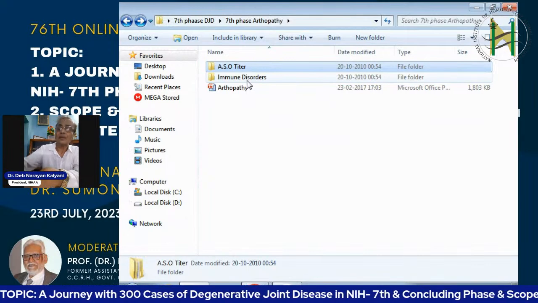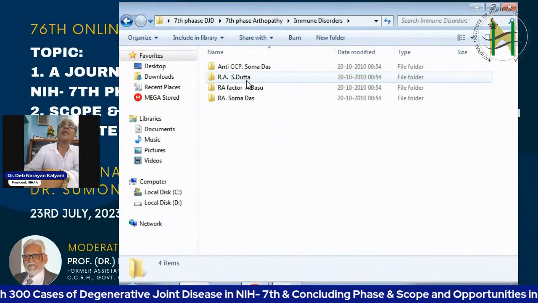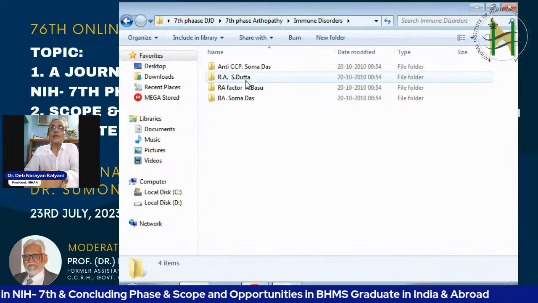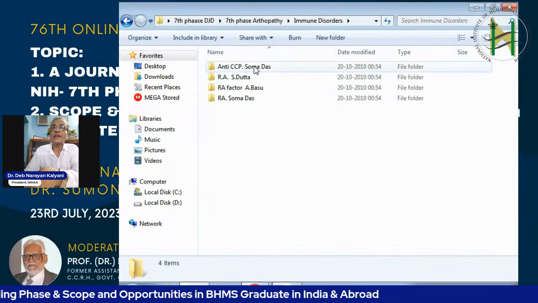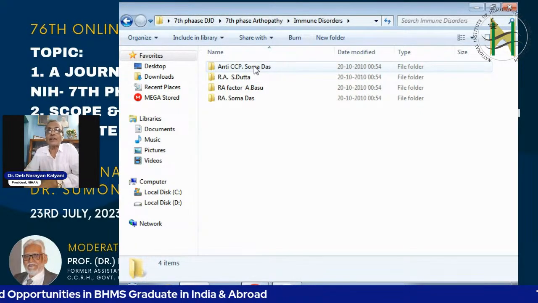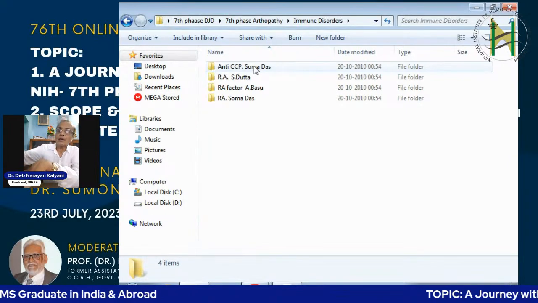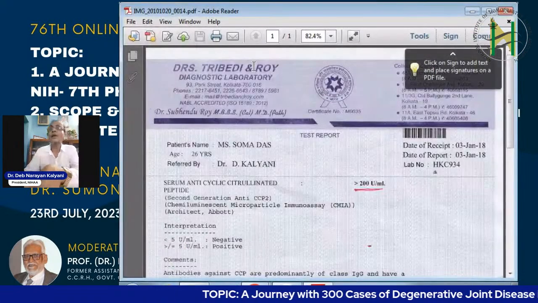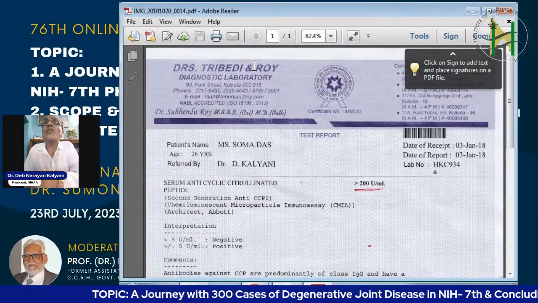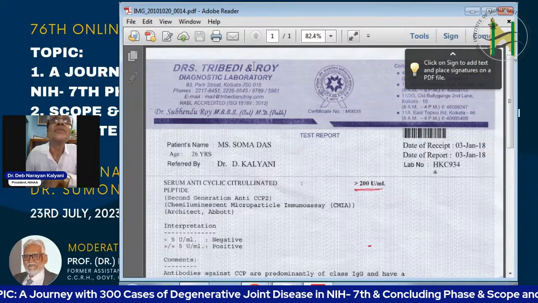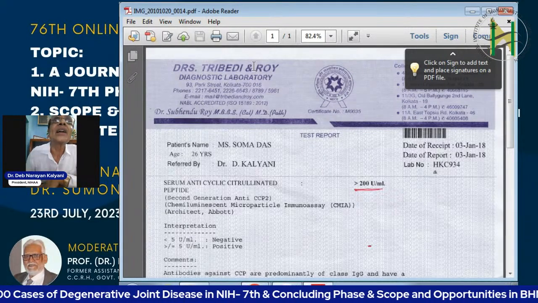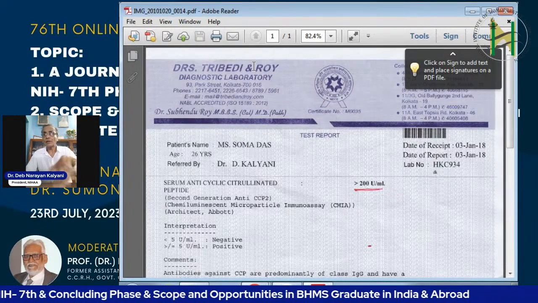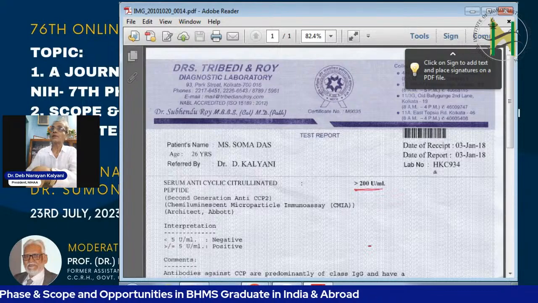Here I would like to show you a few samples of diseases caused by immune disorders. Anti-C3 antibody, which is a precursor of RA factor in rheumatoid arthritis. Clear. 5 is normal. It has become 200.